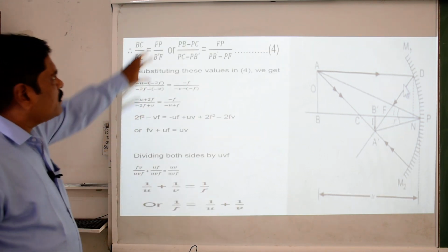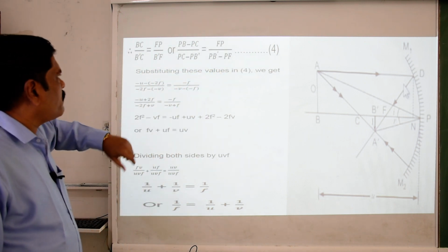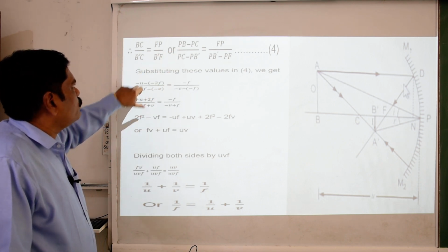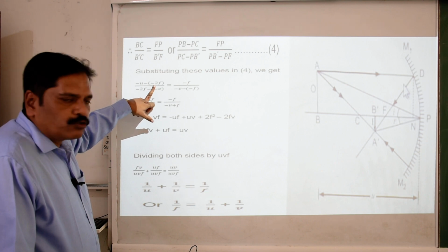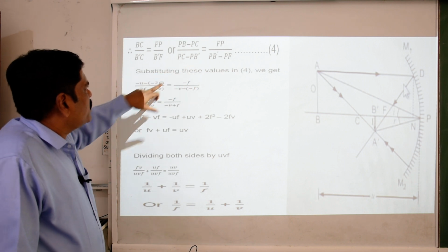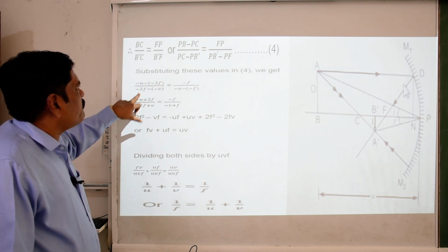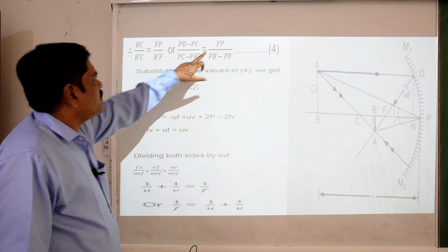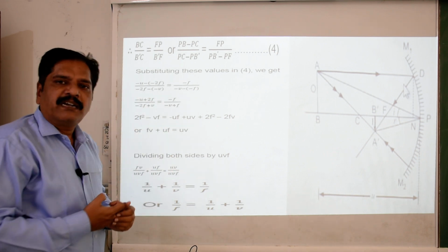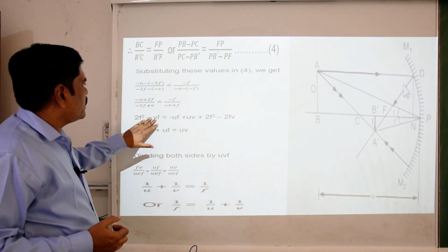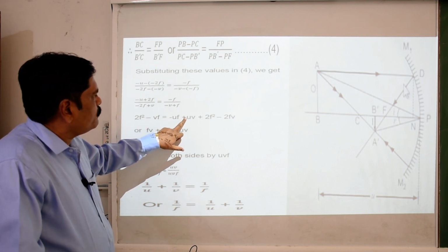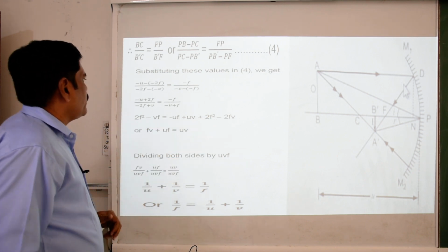Now, keeping this equation number 4 in mind, we can replace things like this. PB is replaced by minus U, PC is replaced by minus 2F, because PC is R and R is twice F, clear? Then again PC is replaced by 2F, PB' is replaced by minus V, and here PF is minus F and PB is minus U. Taking the negative as common, we get this equation: 2F squared minus VF is equal to minus UF plus UV plus 2F squared minus 2FV, clear?